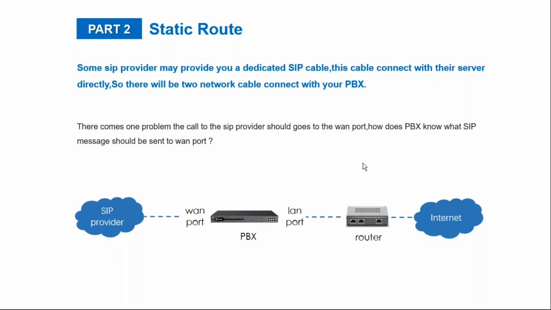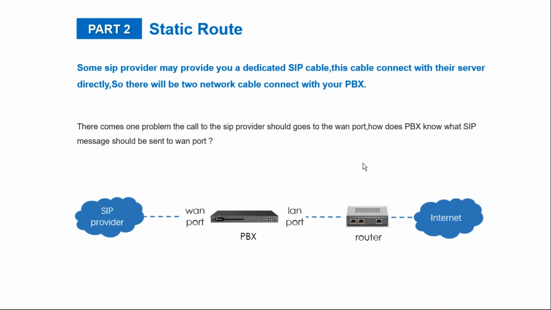Then if you're gonna handle two different networks, then we got a question now. Just have a look here. Some SIP provider, I got a pretty good example to you guys. Some SIP provider may provide you a dedicated SIP cable or SIP trunk. This cable connects with their server directly. So there will be two network cables connected with your PBX. Think about it, guys. If you got a dedicated SIP trunk in your office, then you will have another cable for internet service. So you have two different networks, absolutely, and they both are connected with the service provider. How can you handle these two different networks on the same PBX? This is going to be the problem for us, right?